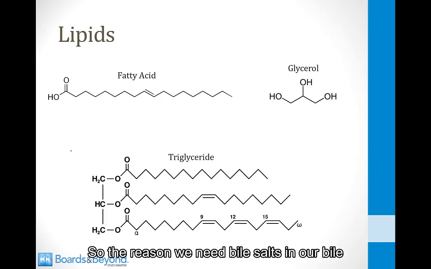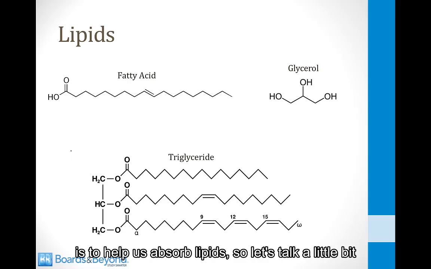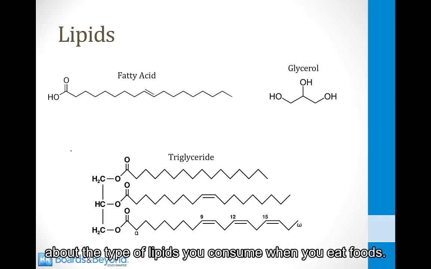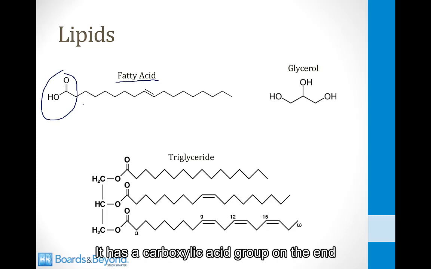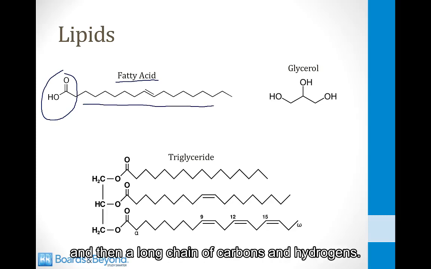So the reason we need bile salts in our bile is to help us absorb lipids. So let's talk a little bit about the type of lipids you consume when you eat foods. So on the screen here is the structure of a fatty acid. It has a carboxylic acid group on the end and then a long chain of carbons and hydrogens.